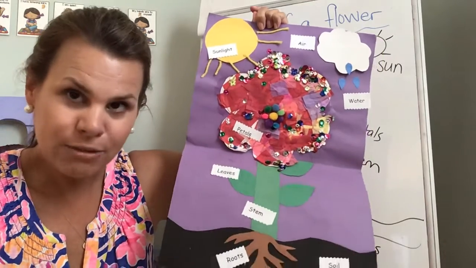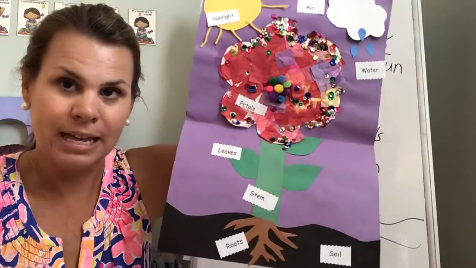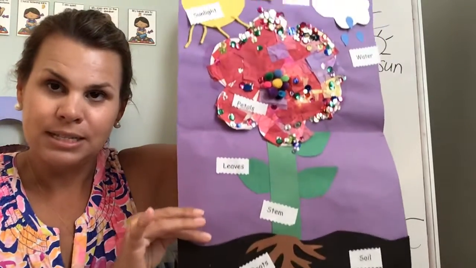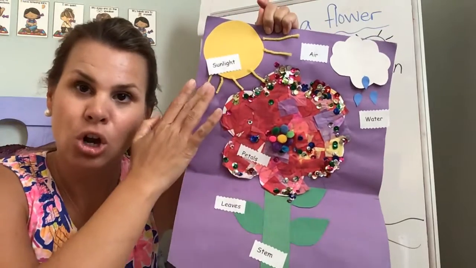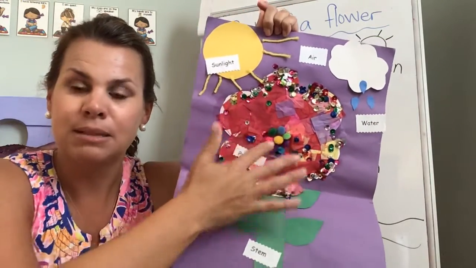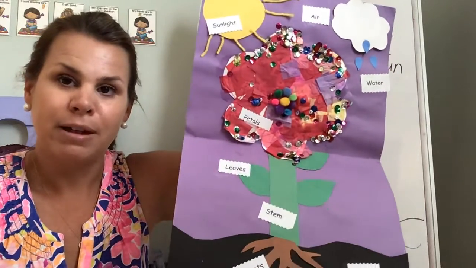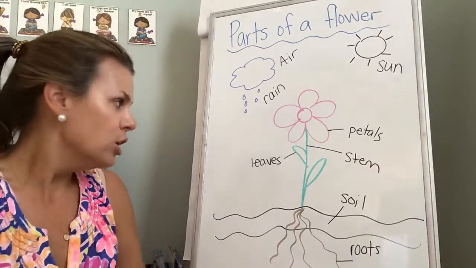But when you make the flower, you've got to make sure you have all the different parts of a flower, okay? So I'm showing you this one as an example that I used paper and tissue and yarn, and I cut out raindrops, and I had some sequins and some puff balls to make my flower. And then I'm going to show you the one that I drew up on the board.